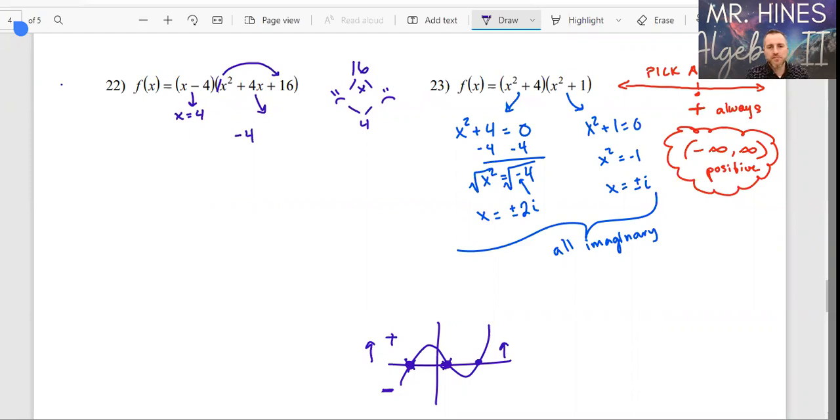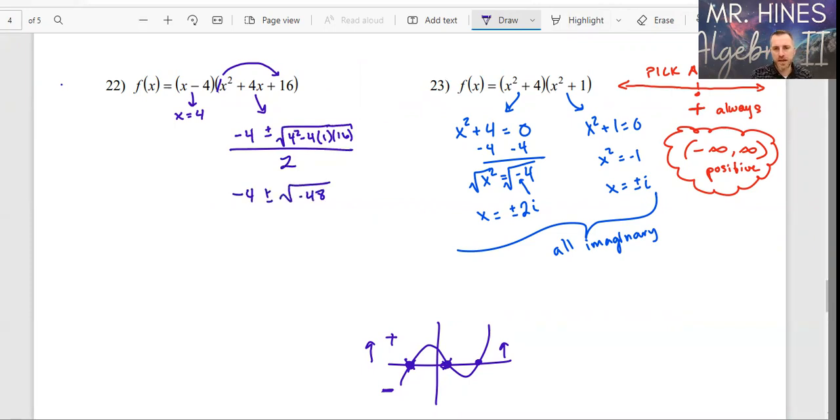We've got negative 4 plus or minus the square root of, let me erase that. Yeah, 4 squared minus 4 times a times c over 2a. So negative 4 plus or minus the square root of, I think this is negative 48 over 2. And I'm not even going to finish it because this negative sign right here says that my solutions are going to be imaginary or complex numbers. So complex numbers don't show up on the x-axis.